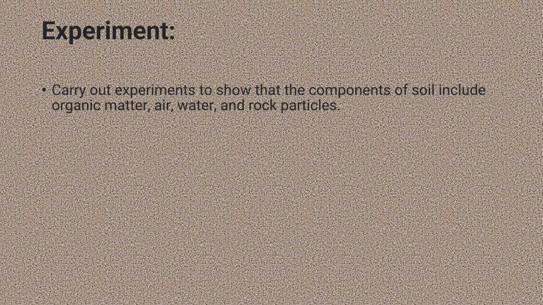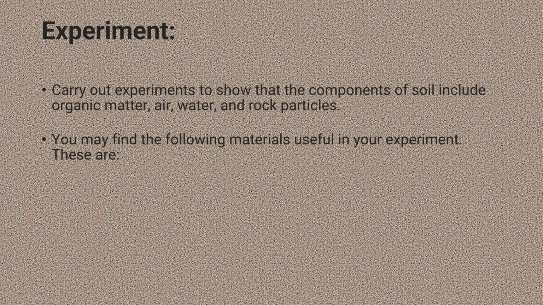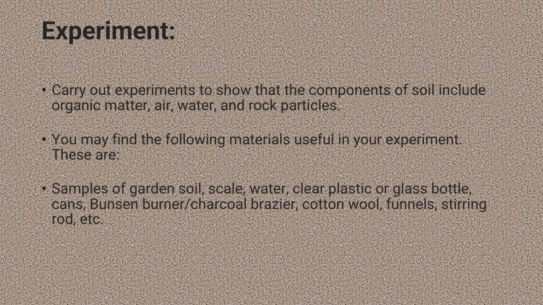Experiment. Carry out experiments to show that the components of soil include organic matter, air, water, and rock particles. You may find the following materials useful in your experiment. These are samples of garden soil, scale, water, clear plastic or glass bottle, cans, Bunsen burner or charcoal brazier, cotton wool, funnels, stirring rod, etc. After carrying out the experiment, now answer the question below.